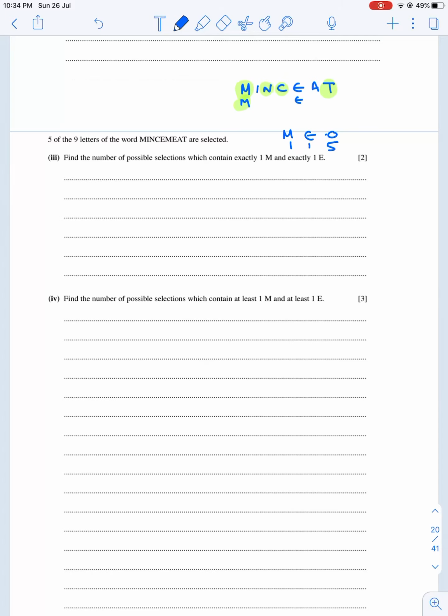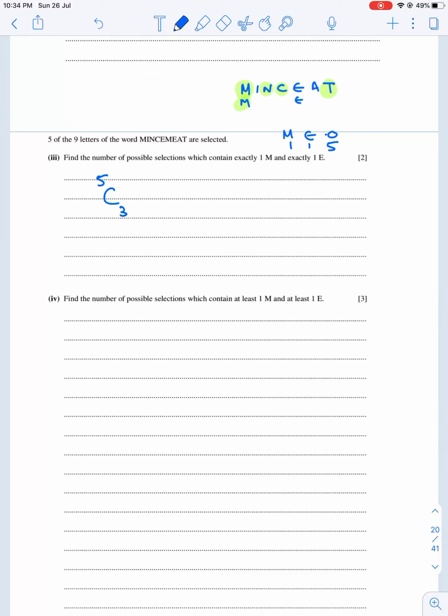That means from the 5 letters, you're supposed to choose 3, because in all you're supposed to choose 5 letters, out of which 3 should be other letters, and then you have 1 M and 1 E already. So you're left with 3 letters to be chosen from 5 letters. Find the number of possible selections.